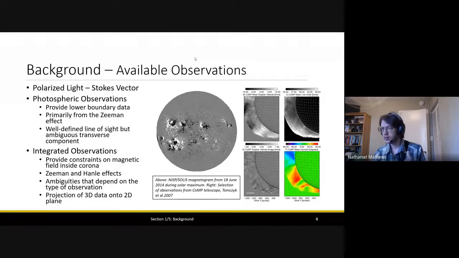Magnetograms of the solar surface also have degeneracy issues, especially in the transverse components that we'll inspect a little bit. But for the most part, I'm going to assume that we can have vector-valued magnetograms of the solar surface later when I'm building the forward model.